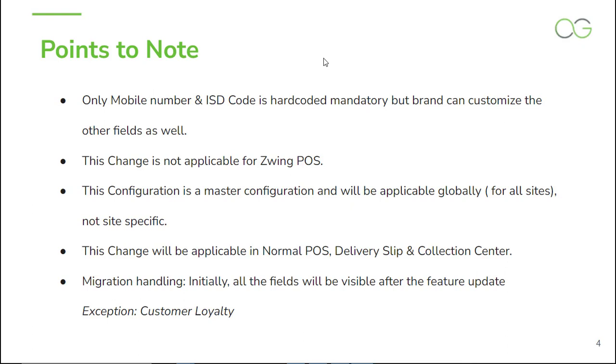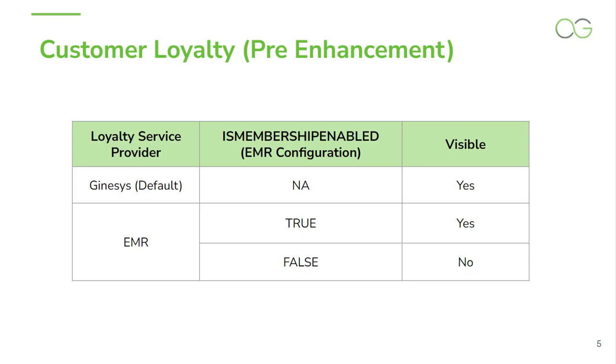However, for loyalty, there are specific settings that affect the migration process. So let's take a closer look at these settings. As you all know, there can be two types of loyalty service provider in Ginesys ERP. One could be Ginesys itself and the other one could be EMR. And the default value for loyalty service provider is always set as Ginesys.